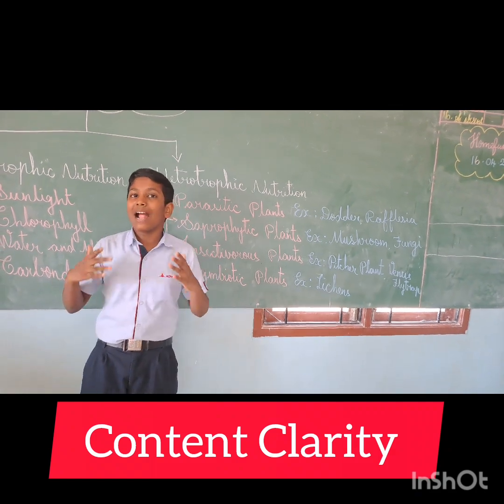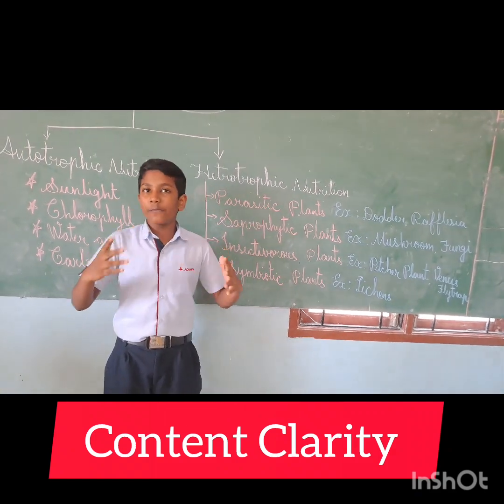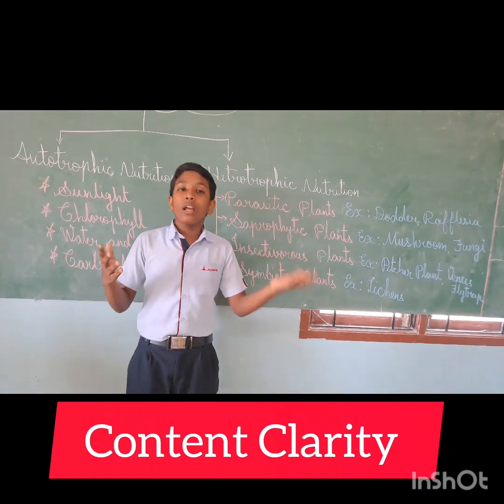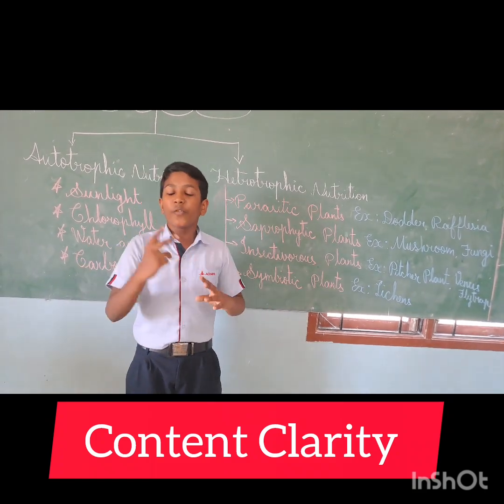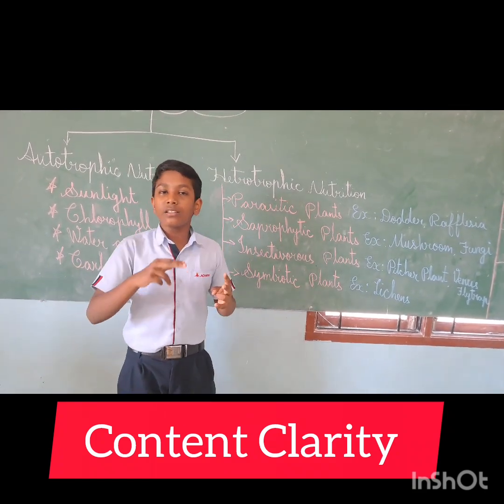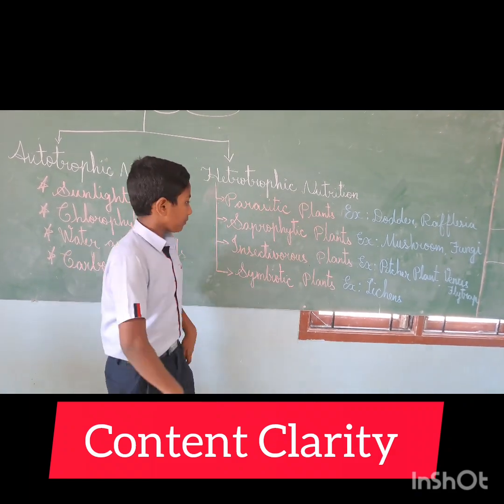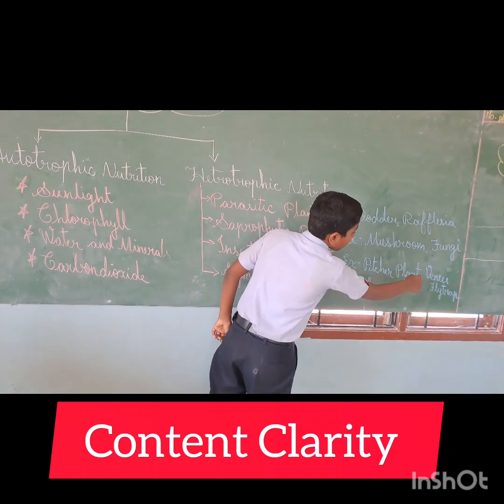Insectivorous plants. The plants that feed on animals, particularly insects, to fulfill nutrition are called insectivorous or carnivorous plants. They mostly grow in soil which is deficient in nitrogen. To fulfill their nitrogen requirements, they feed on the insects that sit on them. Example, pitcher plant, Venus flytrap.